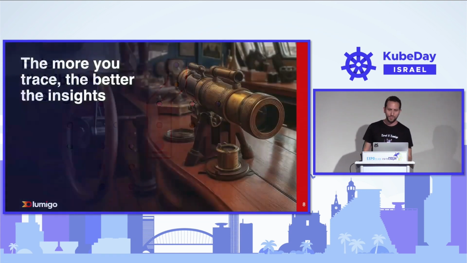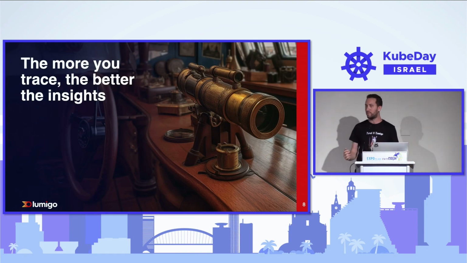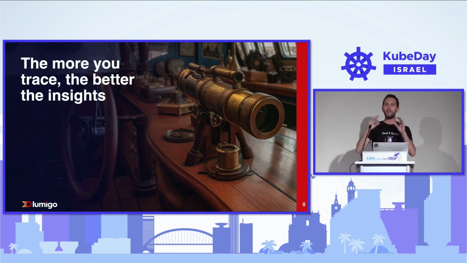Now, distributed tracing disproportionately benefits from the network effect. In other words, the more you trace, the better the insights, the better the visibility, the more holistic picture you get for your application, for your Kubernetes cluster, in this case.